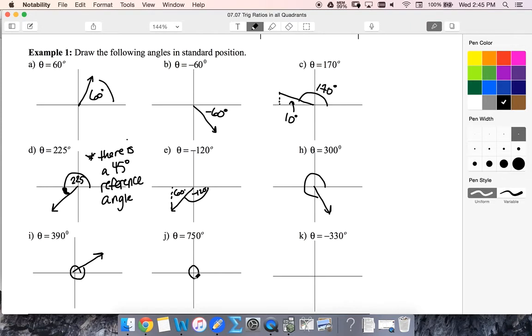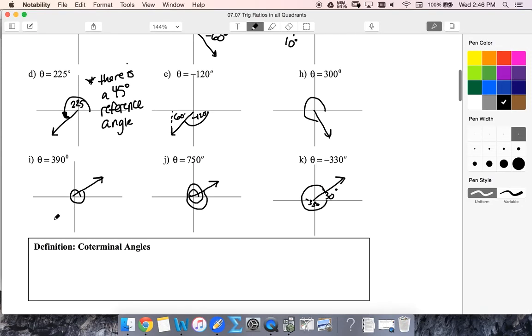750, that's 360, 720, and then another 30 degrees. So another 30-degree reference angle. Negative 330, I come down. So this is negative 330, but again, I have a 30-degree reference angle.